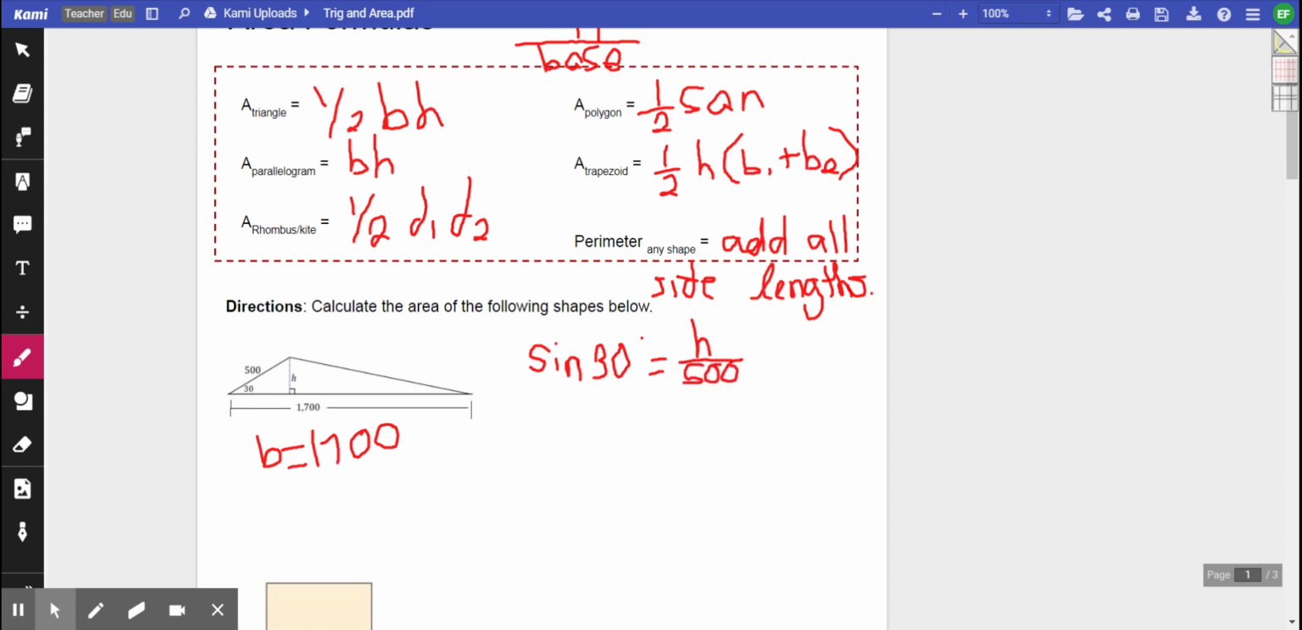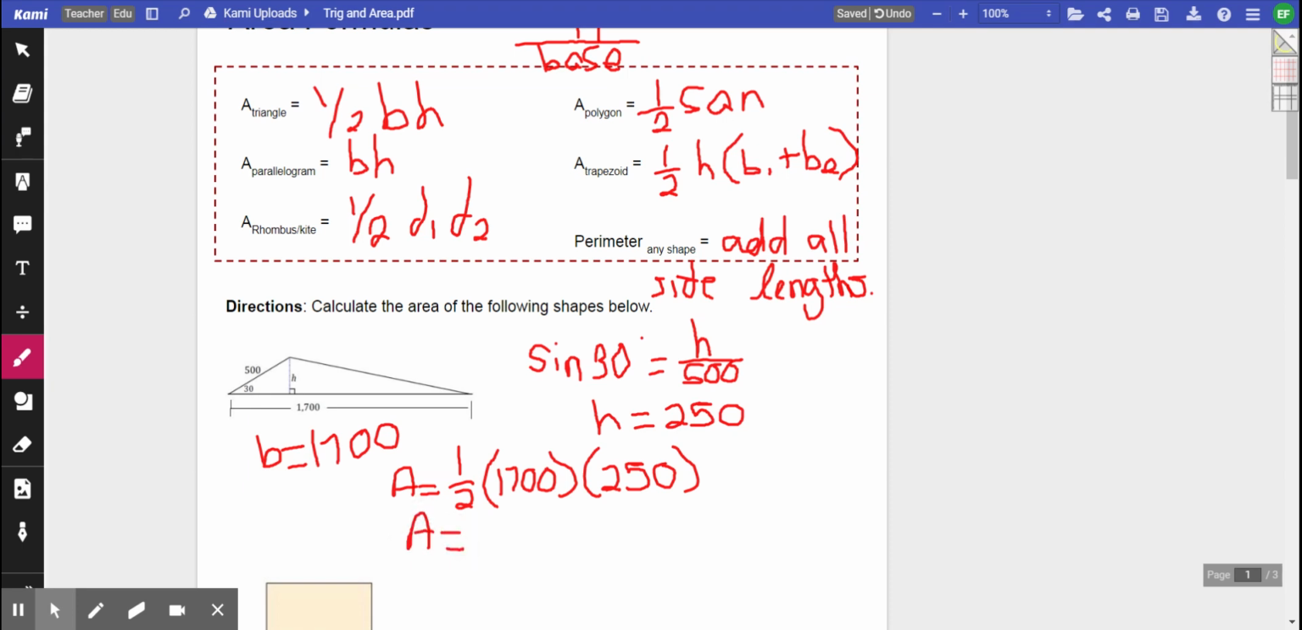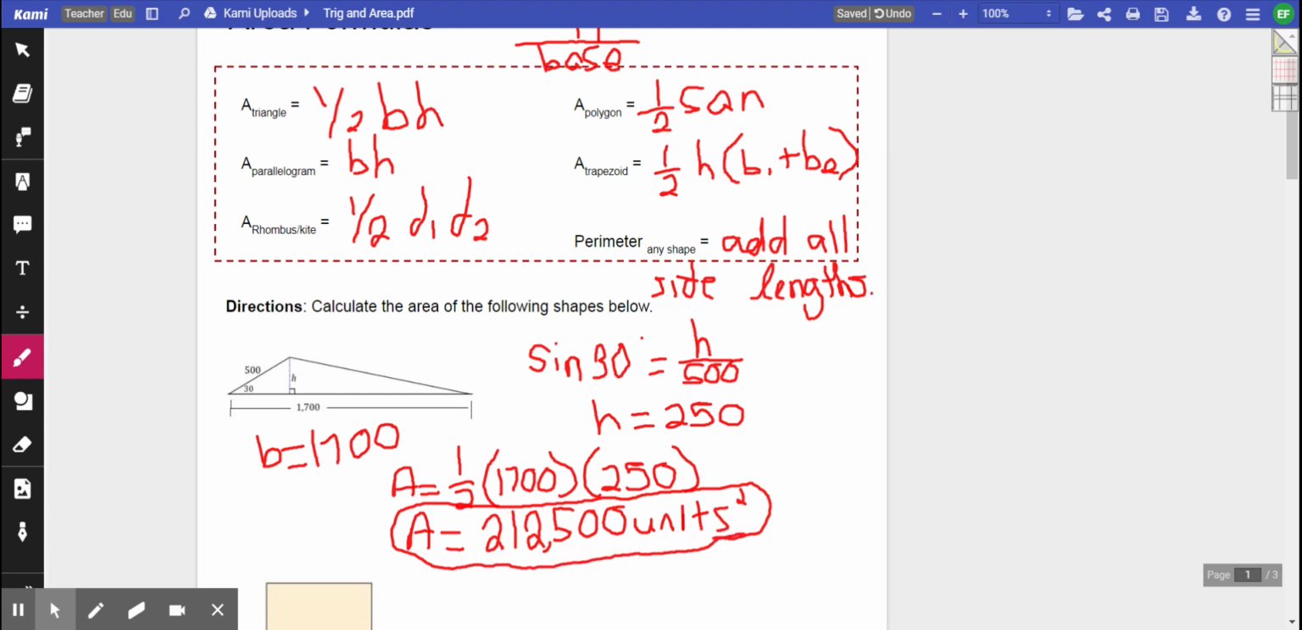We just went through a whole bunch of different trig solving problems, so this should hopefully be easy at this point. We find out that sine of 30 multiplied by 500 gives us 250 as our height. According to our formula, area is equal to 1/2 of the base multiplied by the height. With a little calculator work, 1700 times 250 times 1/2, looks like our area is going to be 212,500. Area, if you recall from geometry, is measured in square units. Here we're not told what the units are, so I'm just going to write units and make sure it's squared. And that is my final answer.